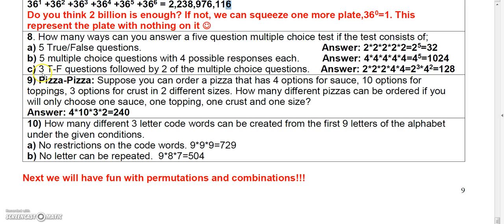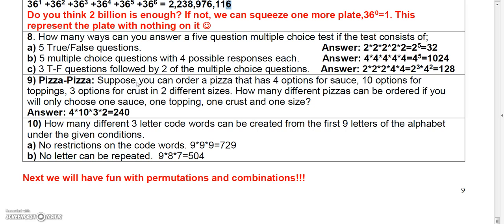And then if you had a mix of 3 true-false questions followed by 2 of these 4 response multiple choice questions, then each of the true-false questions, there would be 2 times 2 times 2 ways to answer them. And then the 2 multiple choice questions, there would be 4 times 4 ways to answer those. So that would be 2 cubed times 4 squared, which is 128 possible answer sheets they can turn in.